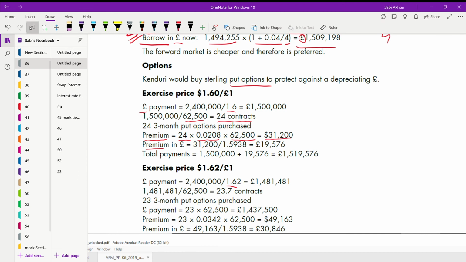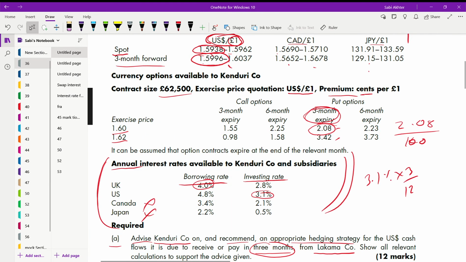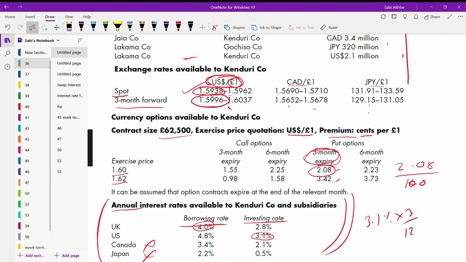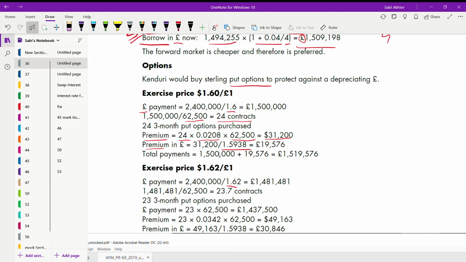This is in dollars, you need to convert into pounds, and you have to use your spot rate, 1.5938. It is this one. For the premium, irrespective of whether you exercise or not, always use the spot rate. Once you convert, you get the amount and the total payments.